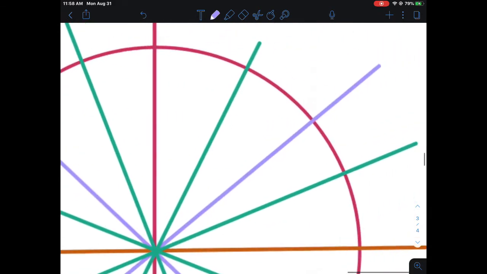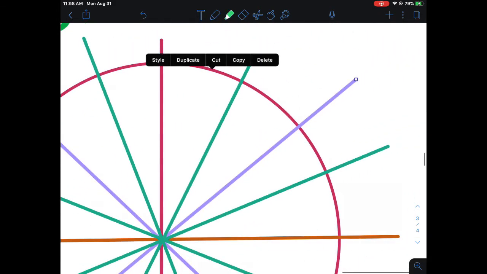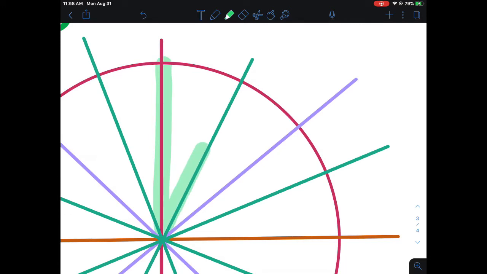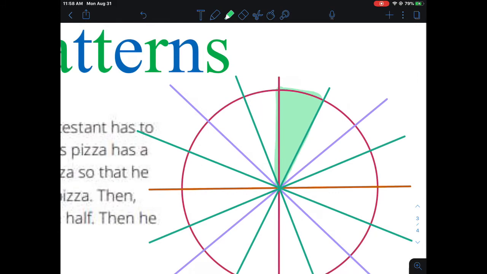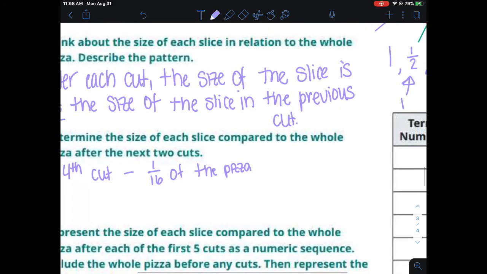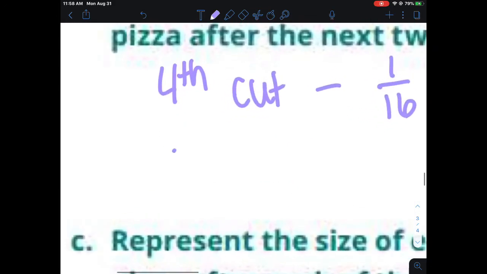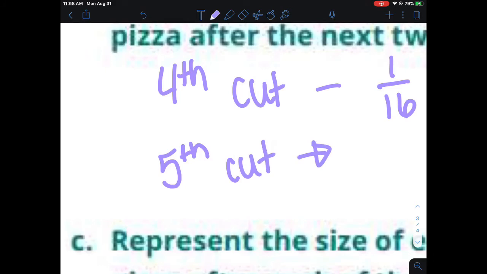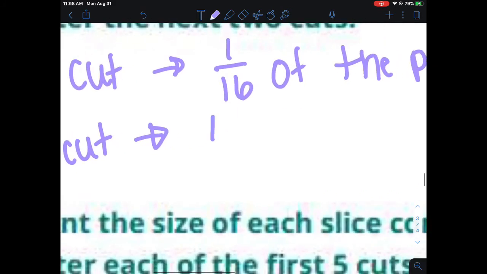So each slice, this slice right here, is 1/16 of the whole pizza. 1 slice out of 16 pieces. Now, I asked you to think about, what do you think the next cut will be, the 5th cut? And if you guessed 1/32 of the pizza, you would be correct.